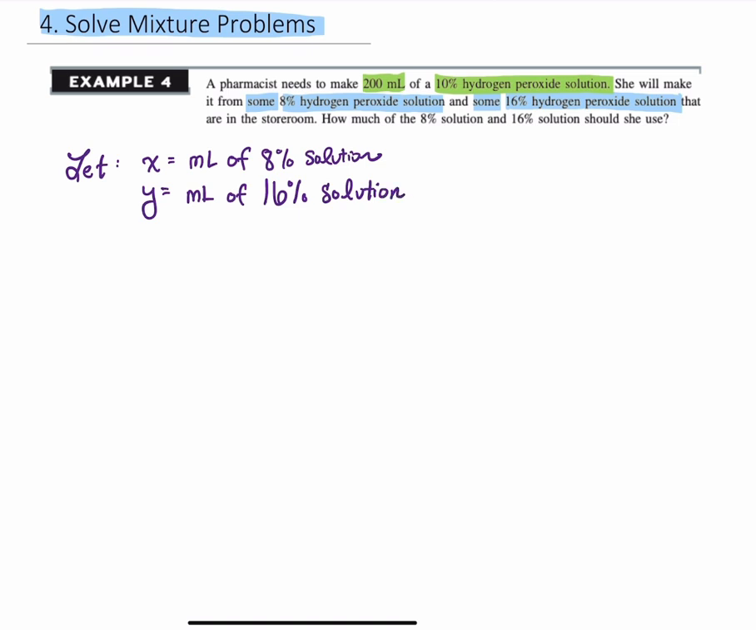So let's think about what totals we have. We know we have a total of 200 milliliters. So that can give us one equation, because X and Y are both just the total volume, the total milliliters amount. So X plus Y should equal 200.